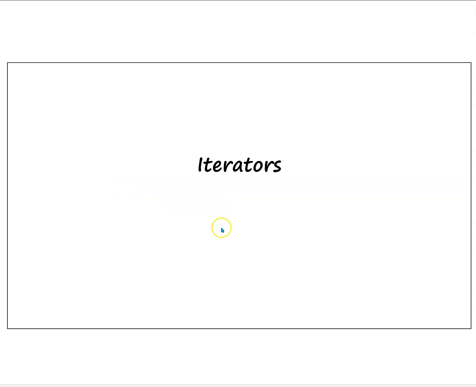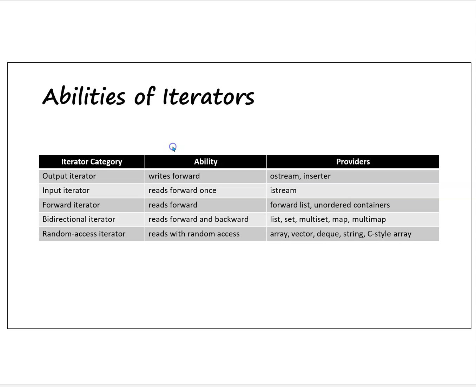Hello, in this video we're going to discuss iterators. So, there are five major types of iterators. There's an output iterator, which writes forward, an input iterator, which reads forward once, a forward iterator, which is good for like a forward list or unordered containers, which we haven't gotten to yet.